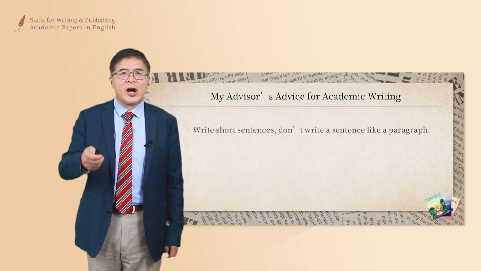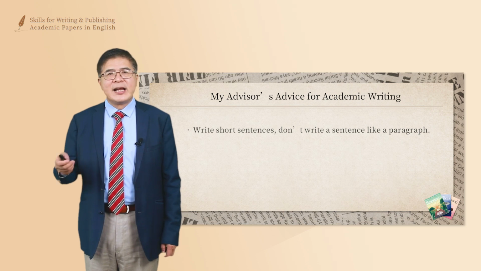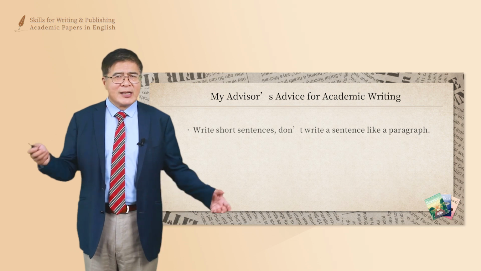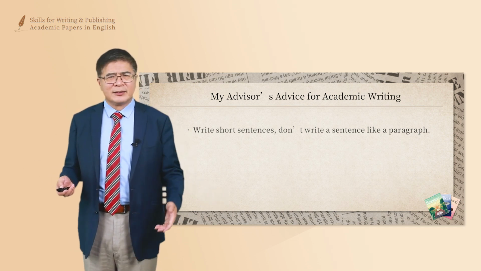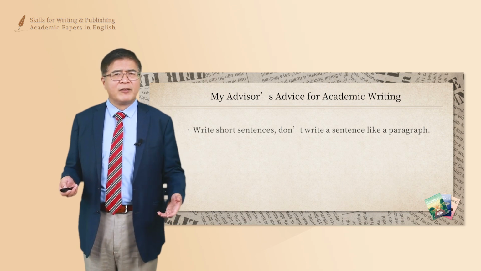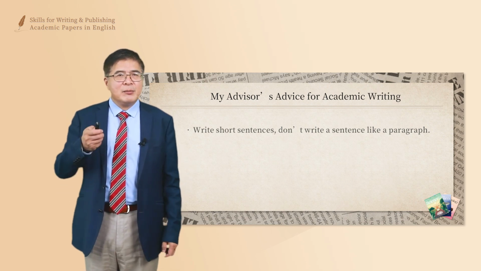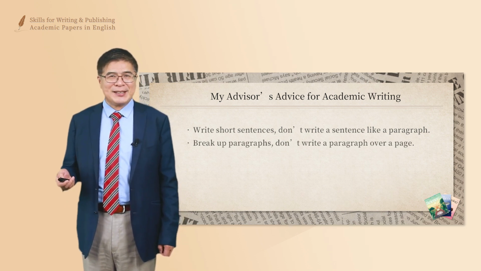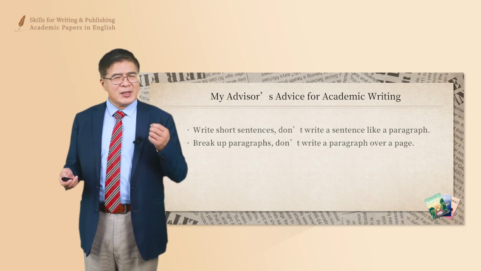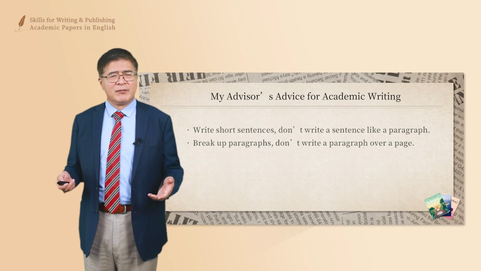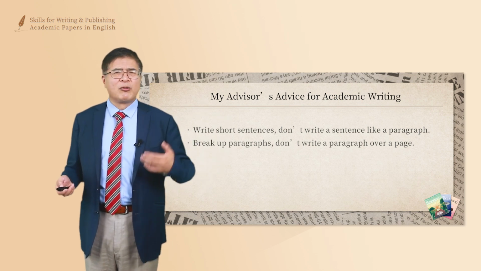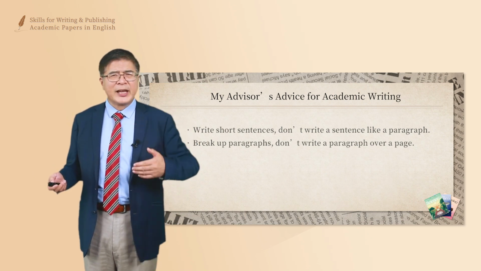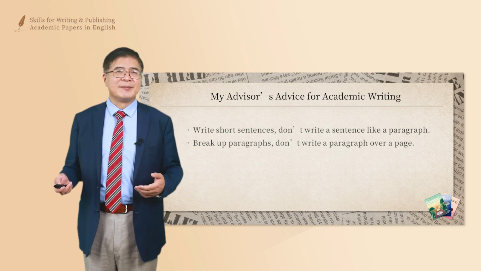First, write short sentences. Don't write a sentence like a paragraph. Remember this. When you write a short sentence, you can quickly find the verb. When you write a sentence like a paragraph, you lose where the verb is. Second, break up paragraphs. Don't write a paragraph over a page. Some people like to write long sentences for a paragraph, and it could be a whole paragraph without any break, so people find it hard to read. But when you break into different paragraphs, it's easier to read.